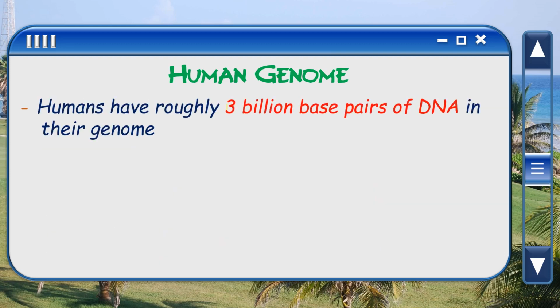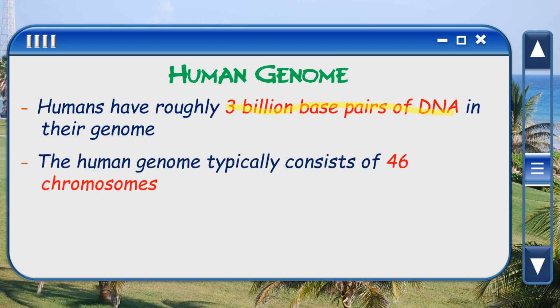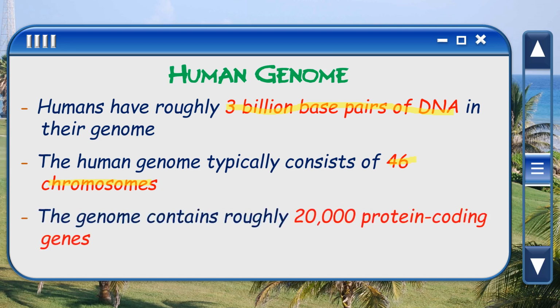Humans have roughly 3 billion base pairs of DNA in their genome. That is the total genome. And the human genome typically consists of 46 chromosomes. That one is for all of us. And the genome contains roughly 20,000 protein coding genes. So that is the human genome: roughly 3 billion base pairs of DNA, typically 46 chromosomes, and roughly 20,000 protein coding genes.